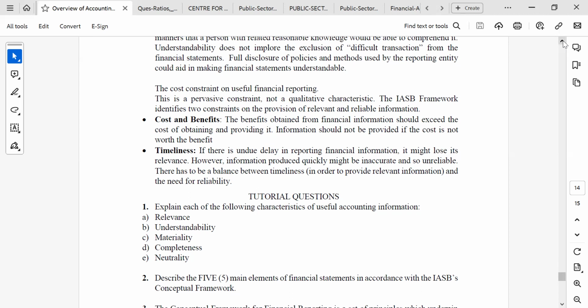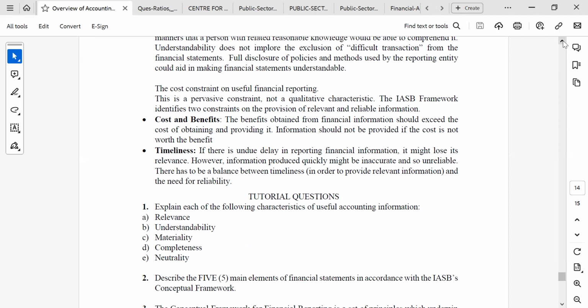The time: we say that the financial information should be given as and when it is needed. If the financial statement is needed quickly, it might end up as inaccurate and unreliable information. The accountants will end up providing what we call inaccurate or unreliable financial statements. Okay. Another one is what we call the cost benefit analysis.